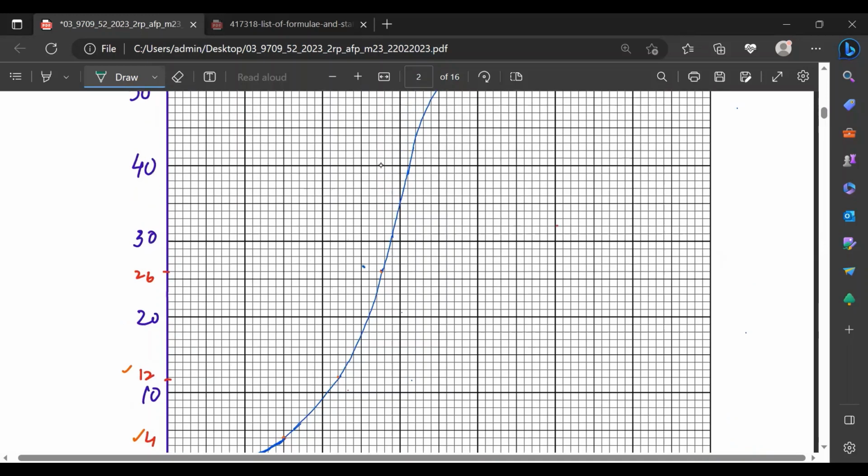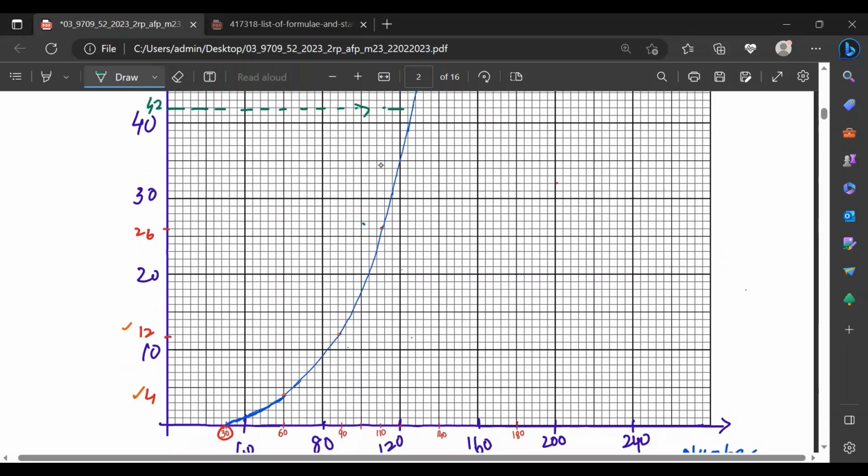So for 42, draw the horizontal line, and after joining to the graph, move towards the horizontal axis. Use the ruler for this working. When we reach here, the value which we are obtaining is the value corresponding to 42.